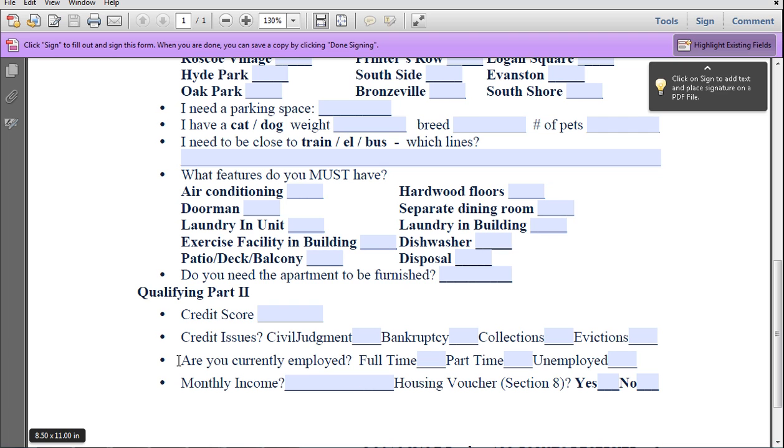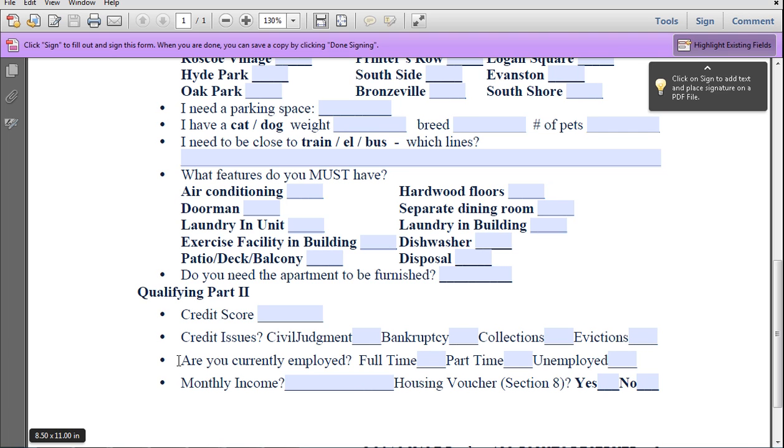Now, do you happen to know your credit score? I would venture a guess to say most people do not know their credit score. So if they say they don't know, that's okay. If they say they do know, even better. If they don't know it, you can say, oh, that's okay, most people don't know it. However, I do need to know if you have any credit issues.